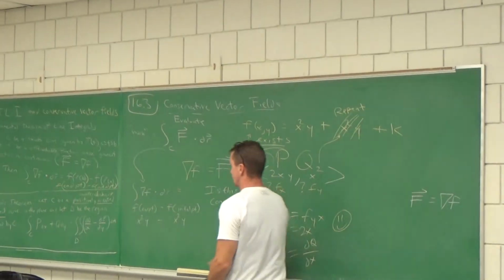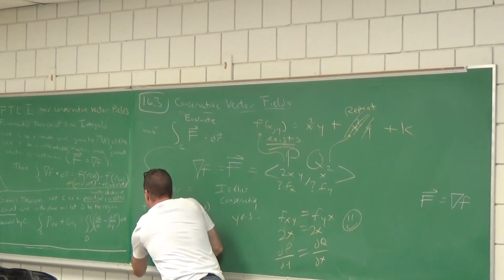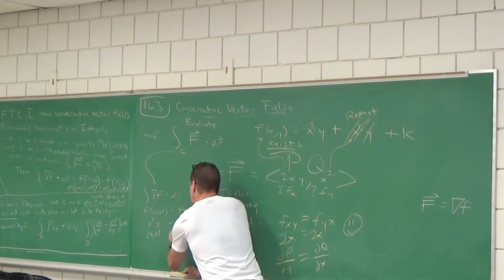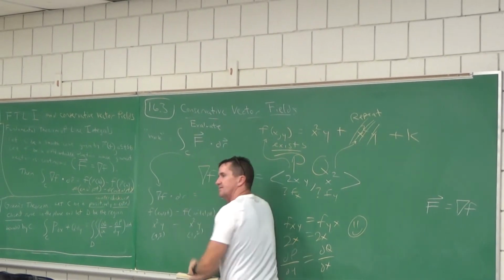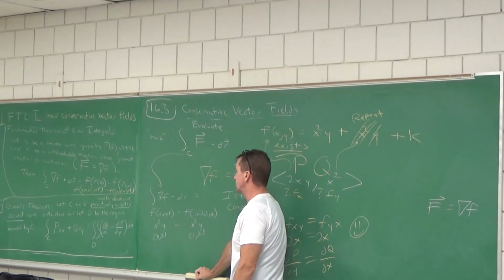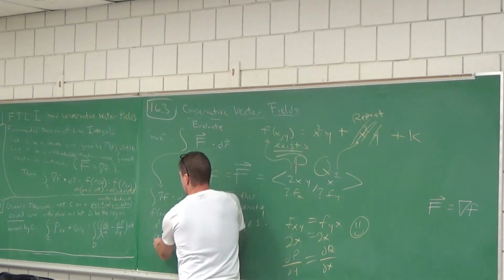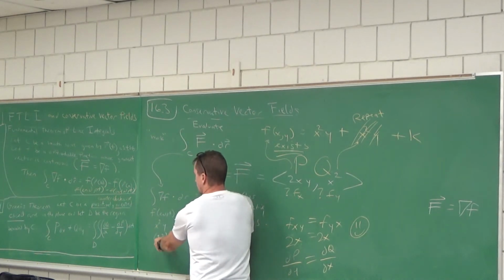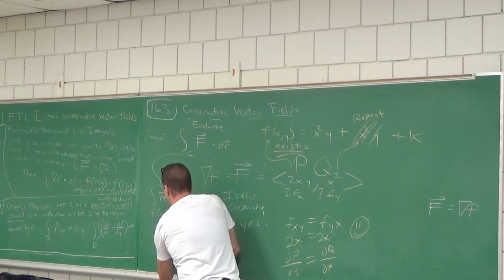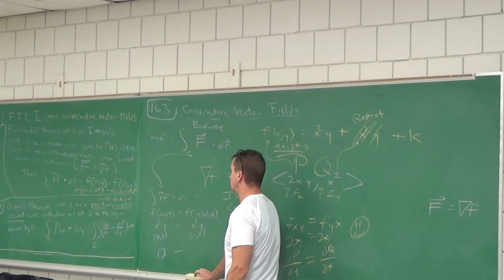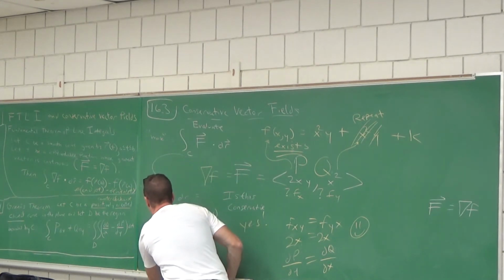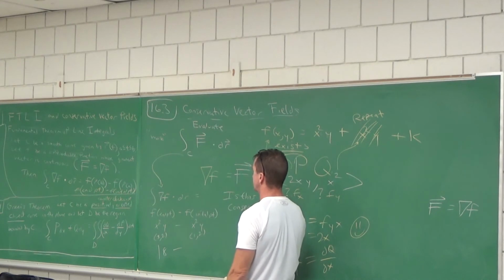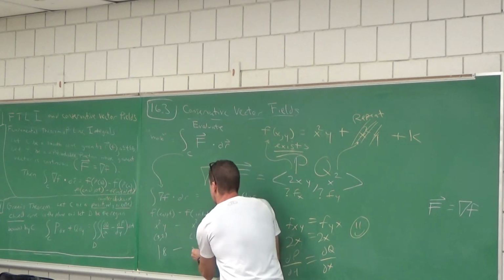Fundamental theorem of line integrals. So I need you to plug the point 3, 2 into that, and plug the point 1, 2 into that. What do you get when you plug 3, 2 in there? 18 minus 2. 2 squared is 4. 4 times 3 is 12? No, 3 squared is 9, and 9 times 2 is 18. 18 minus 2. What's the answer? 16.